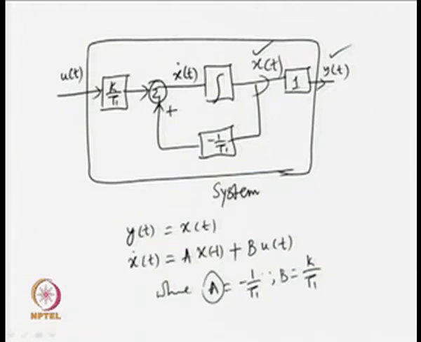What is this T 1? T 1 is the time constant of the system. What is B? B involves the steady state gain, the ratio between the steady state gain and the time constant of the system. So, B again gives another parameter of the system.